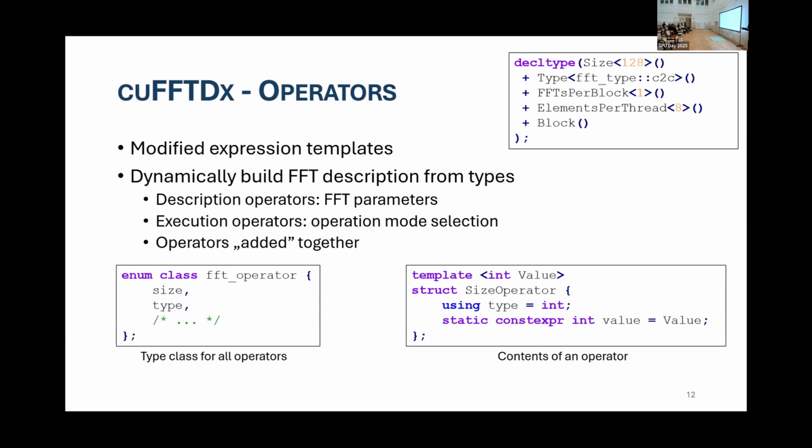Basically, we have a type class that is the alphabet of our domain-specific language, and elements of this alphabet are implemented as specific operators. These are just simple structures that encode a single value as a constant expression that is given to them at compile time as a template argument. Of course, in real cuFFTDx, it doesn't look like this because that would just overcomplicate this whole example. But under the hood, it's something like this.